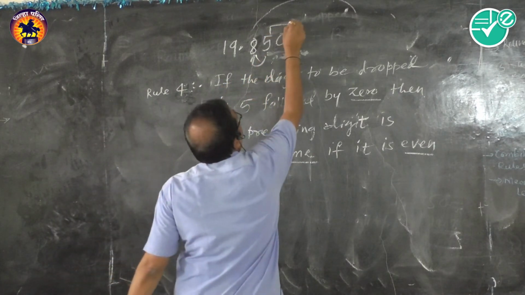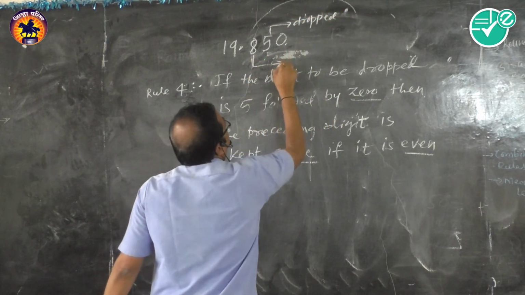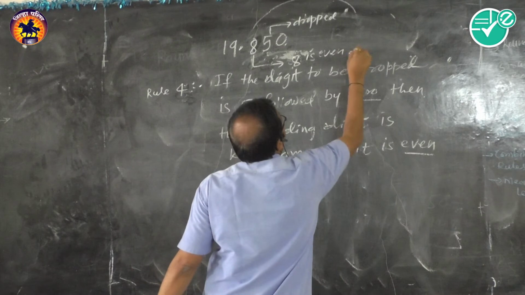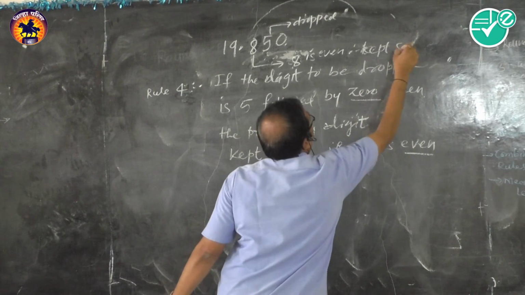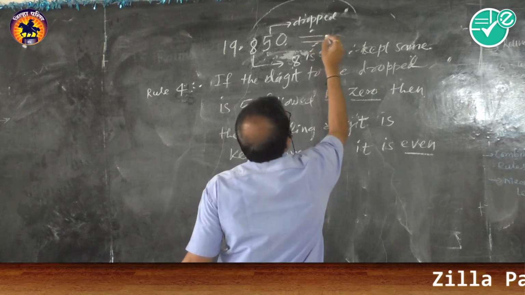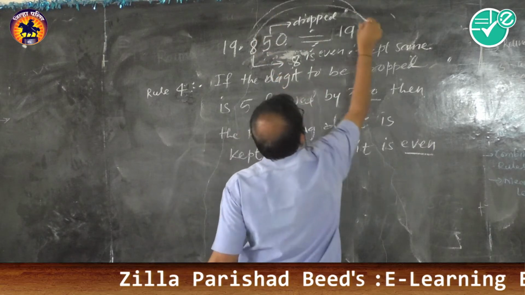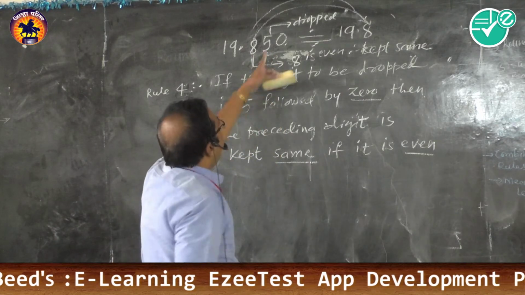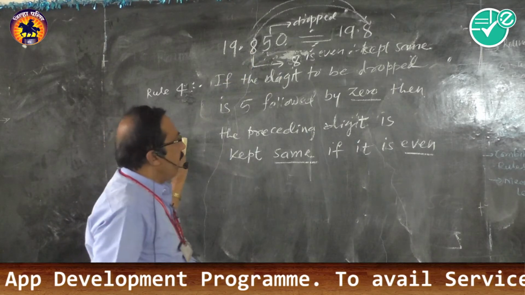So here 5 is to be dropped, 5 is dropped or discarded, followed by 0. The preceding number is 8. 8 is even, so it is kept the same. Therefore, this number is rounded to 19.8 only. So 8 remains as it is. This is the preceding number of 5. 5 followed by 0, 5 is discarded. This is even, therefore kept same. This is the fifth rule.